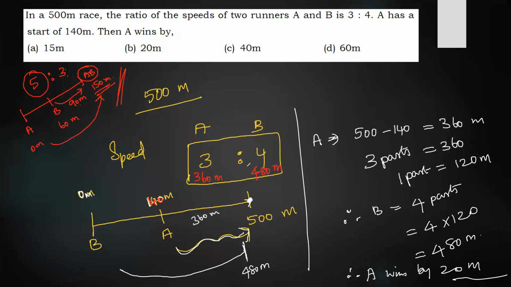The same in this question. In a 500 meter race, A already has a start of 140 meter, so A has only 360 meter remaining to cover. But at the same time, B will cover 480 meter. 3 parts is 360, which implies 4 parts will be 480. So A will be at the finishing point, and if A wins the race, B will be at the 480th meter. So the distance between them is 20.